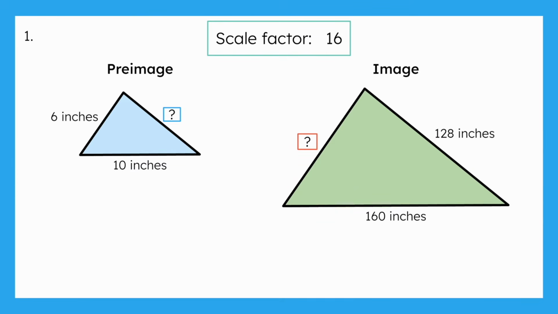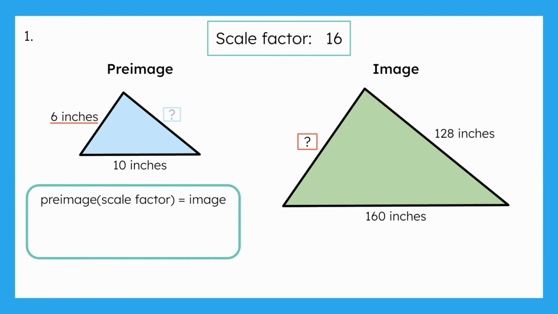How did you calculate the two missing measurements? Well, first, to find the missing value in the image, we'll multiply the corresponding measurement in the pre-image by the scale factor, which is 16. What is 6 times 16?